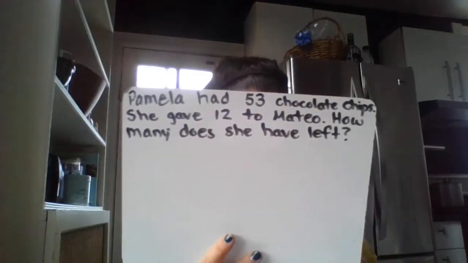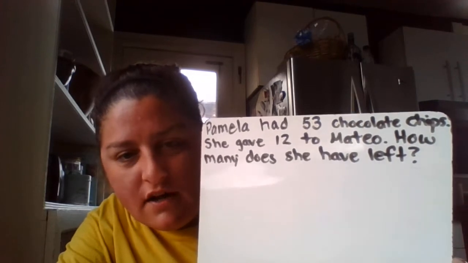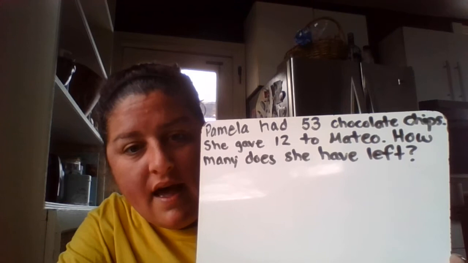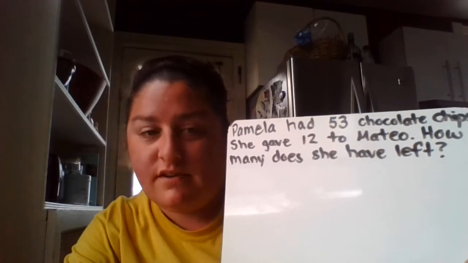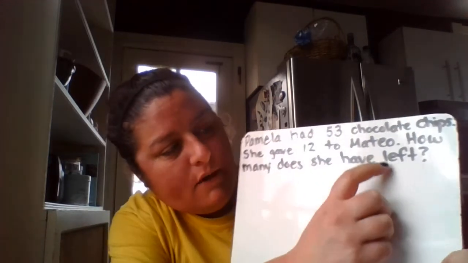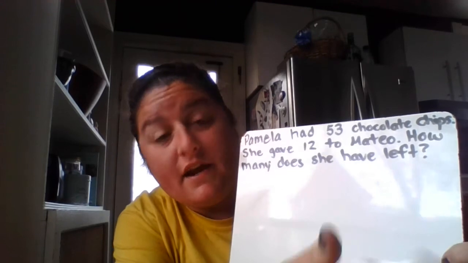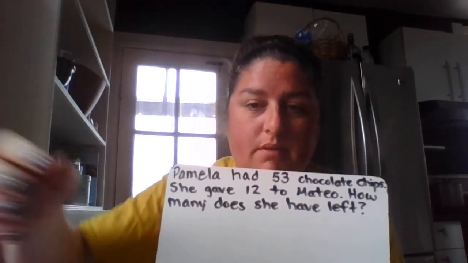All right, let's look at our problem. Pamela had 53 chocolate chips. She gave 12 to Mateo. How many does she have left? Now, would this be an addition or a subtraction problem? Well, there's a key word right here, which is left. When you have something left, it means the remainder of something, that some were taken away. So this would be a subtraction problem.